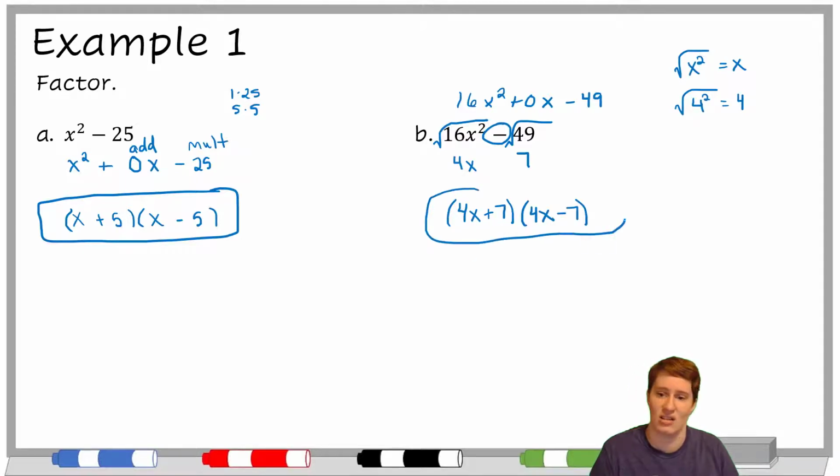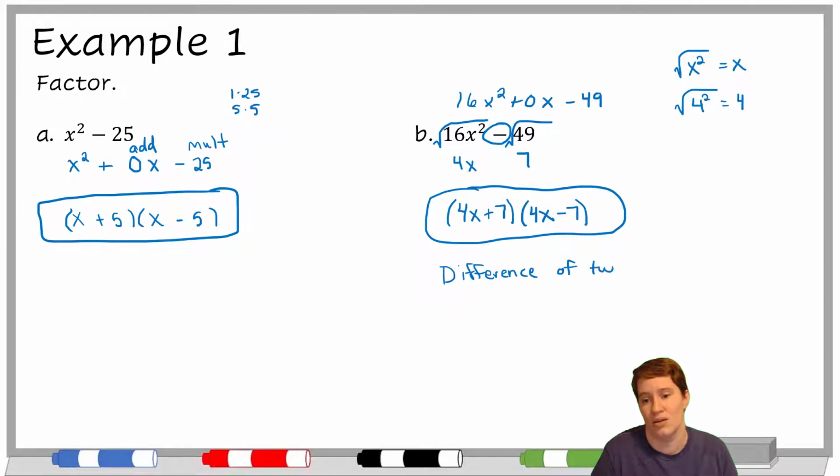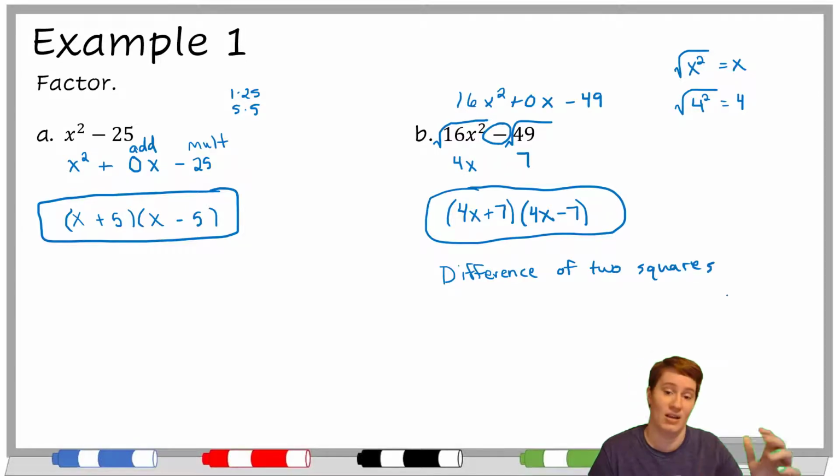This is such a kind of big deal. It ends up coming up actually fairly often that it has a name. We call this the difference of two squares. And so what that's referring to is the fact that we have two perfect squares. We have two things we can take the square root of, and difference means subtraction. So anytime you see two things subtracted that you can square root, you can immediately put it into two parentheses in this way.